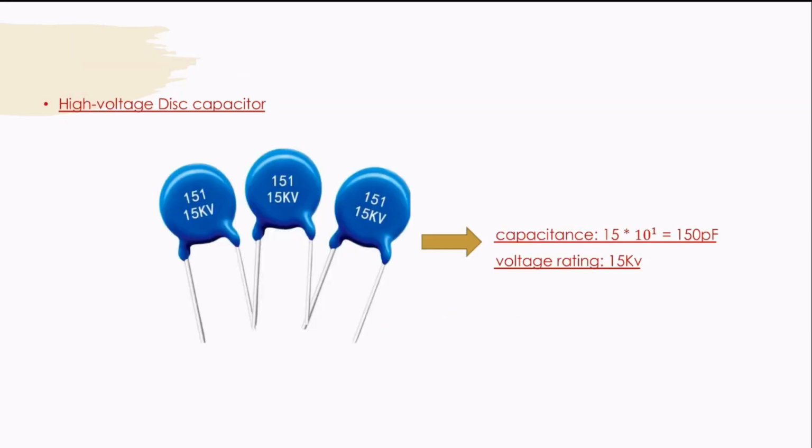Next is high voltage disc capacitors. Now if you see here, in this capacitor the value is given as 151. Now the capacitance of this capacitor is 15 into 10 to the power of 1. That means the first two digits represent the value and the last digit represents the multiplier of the capacitor. That's why the value of the capacitance for this capacitor is 150 picofarad and the voltage rating written here is 15 kilovolts.